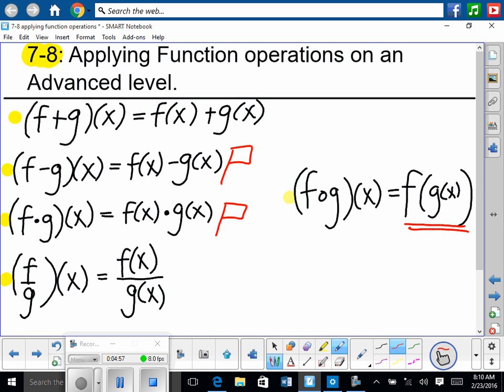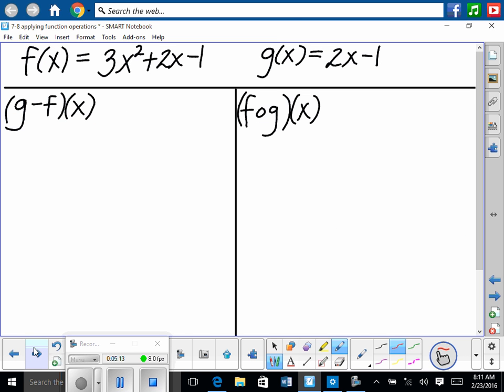So then we know, just like if we had f of 2, we would substitute 2 in for x. Well, we have f of g of x, so we substitute in function g of x into function f wherever there's an x, right? Okay, questions on that? Okay, let's just do a couple examples. The lesson's going to go pretty quick, then I'll just let you practice.